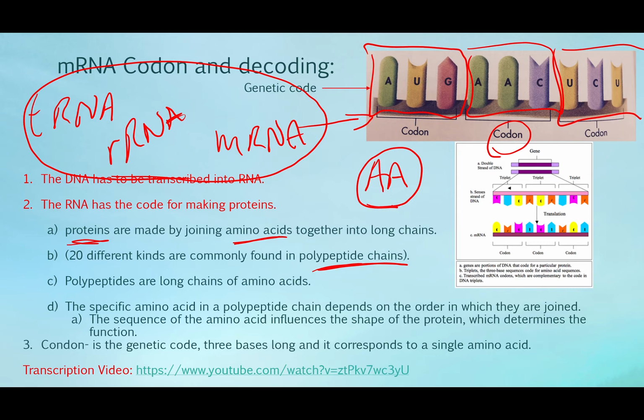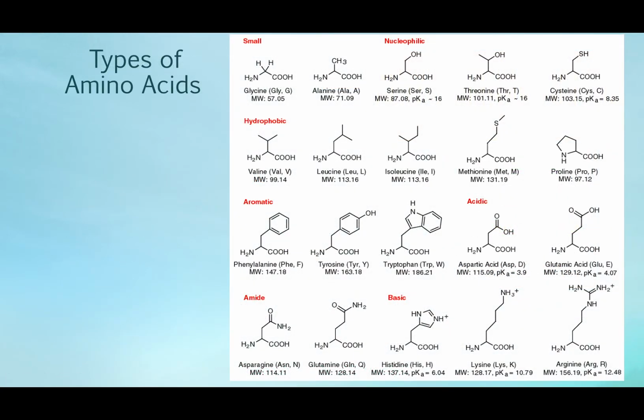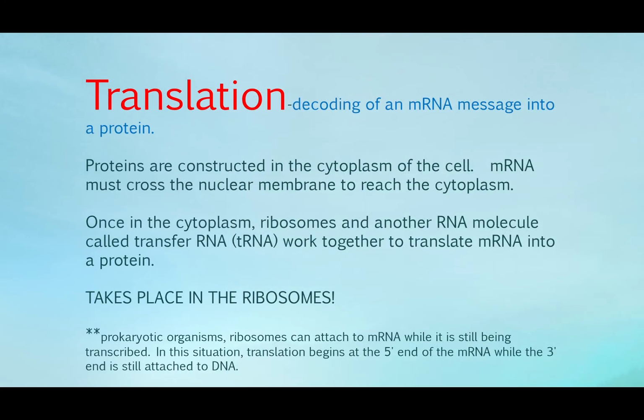Now, once you have a long chain of amino acids, the order in which they're in will code for a specific protein. It depends on the sequence that they're in. These code for specific proteins, but they can be arranged in different ways. If you want to watch a video on that, you can. Here are the 20. There are 20 amino acids. You'll see those again here in a second.